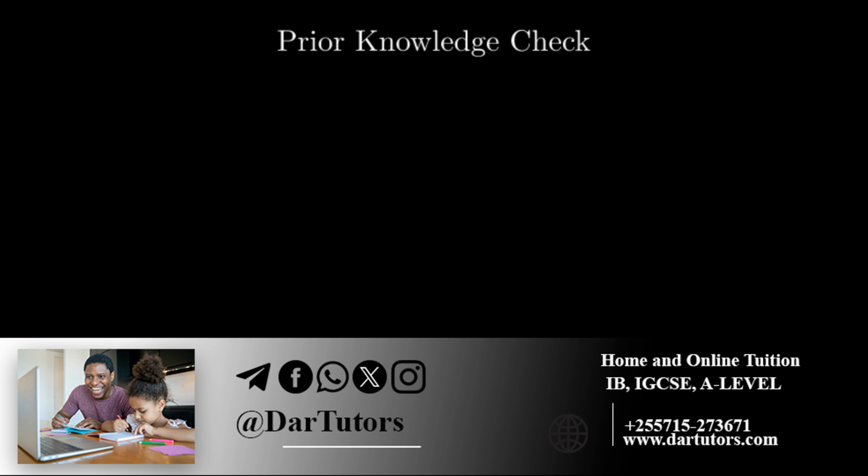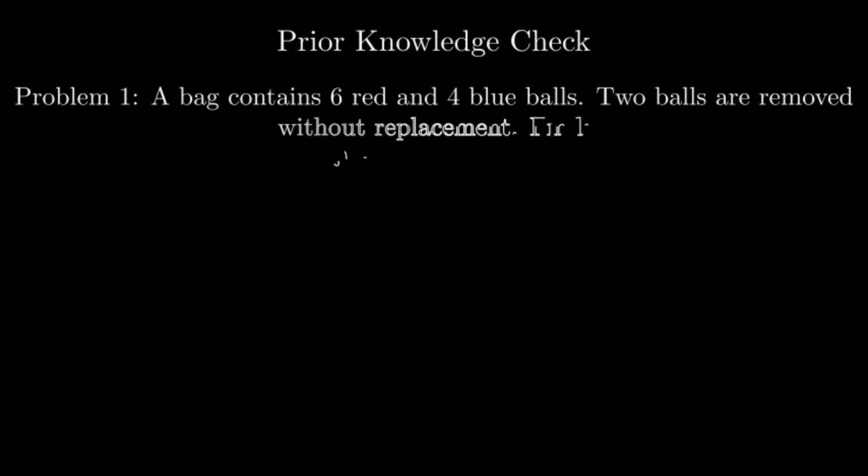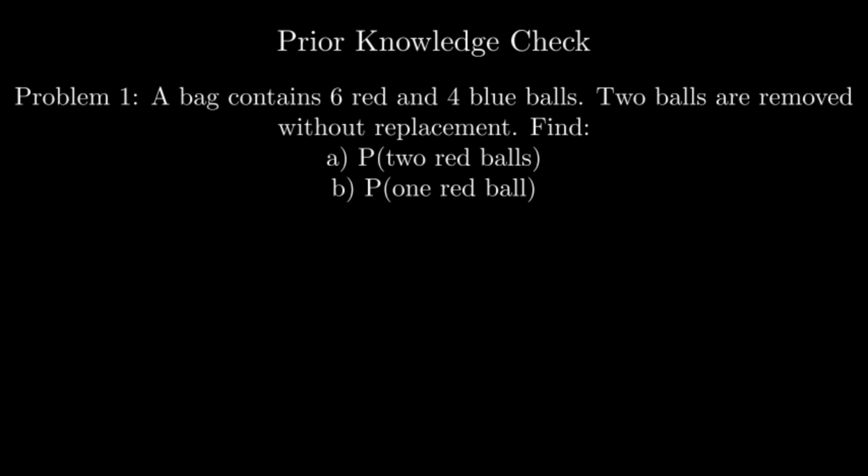Before we dive into the new material, let's quickly review a couple of concepts you should be familiar with. This will help set the stage for what's to come. First, let's tackle a probability problem. Imagine a bag with 6 red and 4 blue balls. We draw 2 balls, one after the other, without putting the first one back. We want to find the probability of getting 2 red balls and the probability of getting exactly 1 red ball.